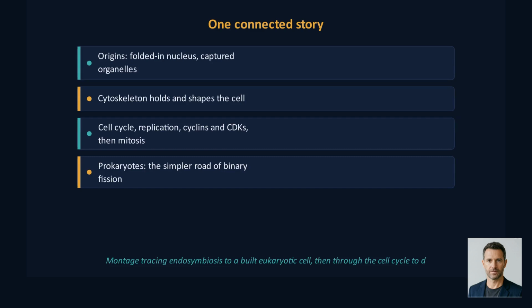The prokaryote reaches the same destination by the far simpler road of binary fission. From the origin of the eukaryotic cell to the instant it splits, every piece we have met today is part of one continuous story.